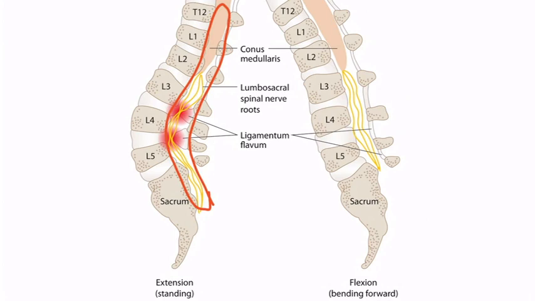Spondylolisthesis can be a little hard to visualize, so let's discuss this in a bit more detail. This is simply slippage of a vertebral body.